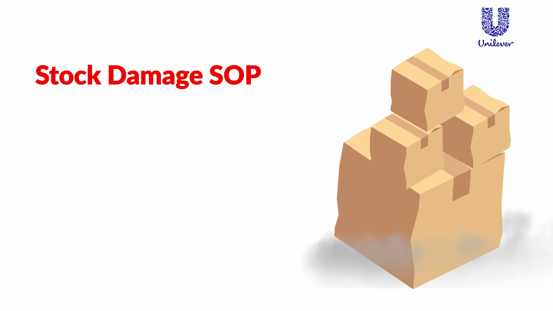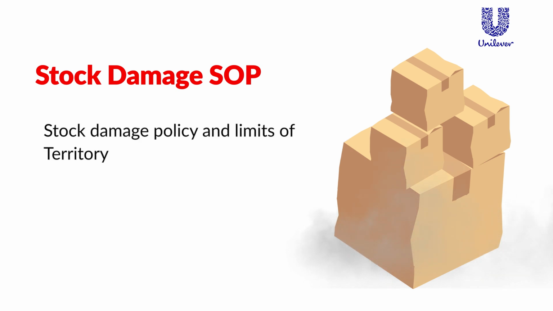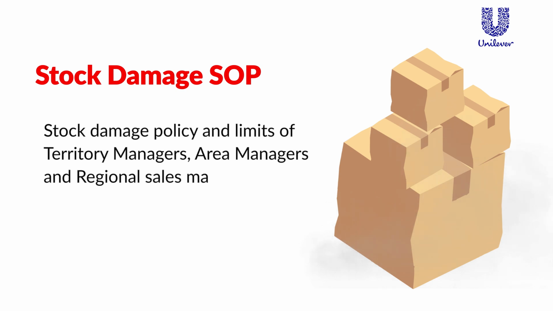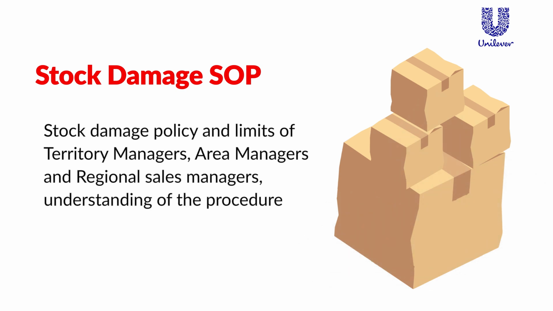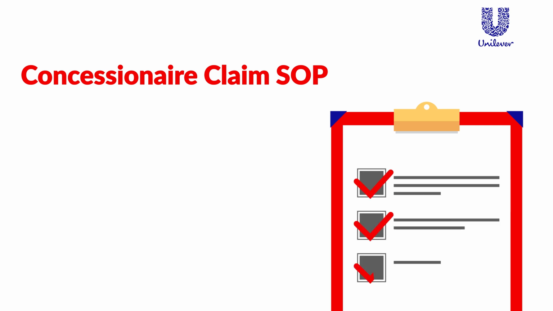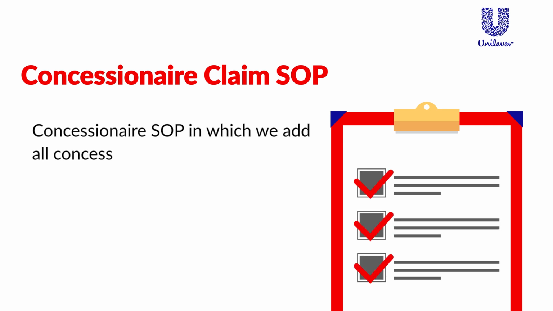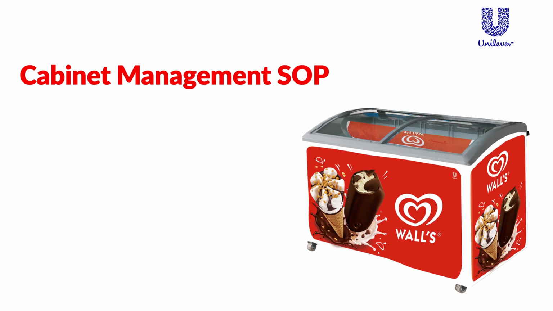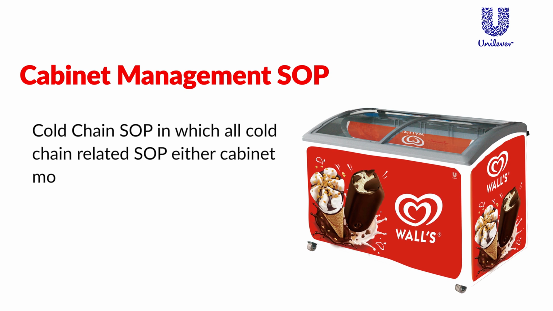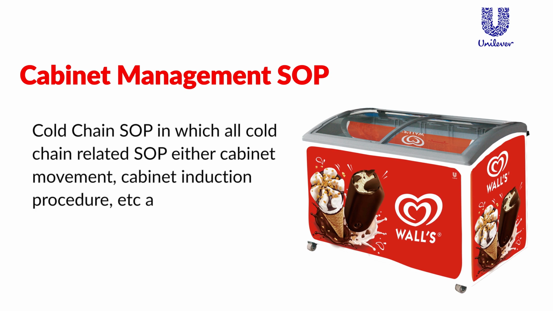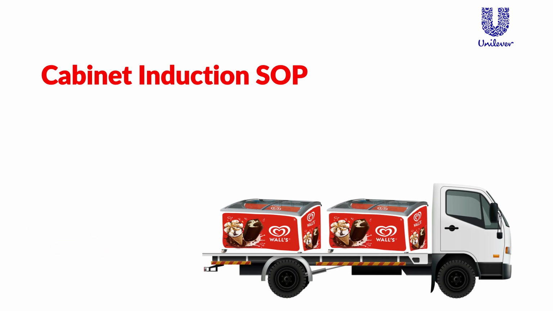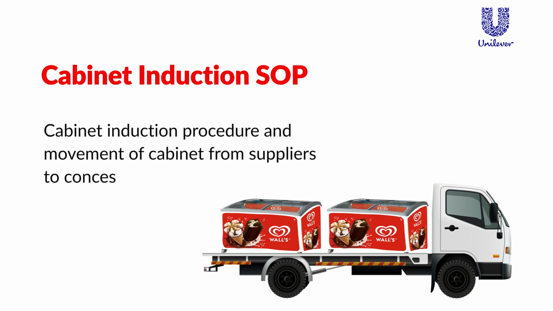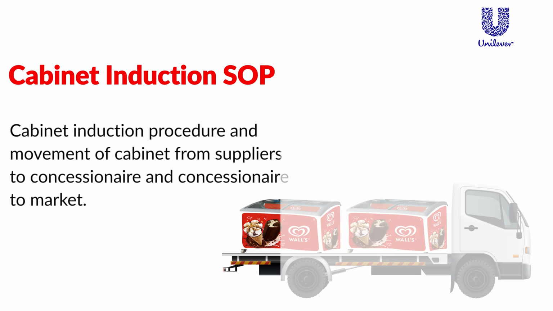Stock damage SOP: stock damage policy and limits of territory managers, area managers, and regional sales managers, and understanding of the procedure. Concessionaire claim SOP: concessionaire SOP, in which we add all concessionaire-related previous SOP and updated SOP. Cabinet management SOP: cold chain SOP, in which all cold chain-related SOP, either cabinet movement, cabinet induction procedure, etc., are mentioned. Cabinet induction SOP: cabinet induction procedure and movement of cabinet from suppliers to concessionaire and concessionaire to market.